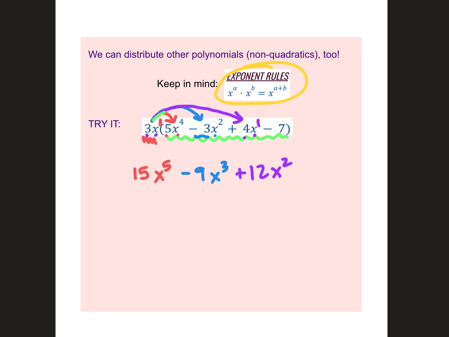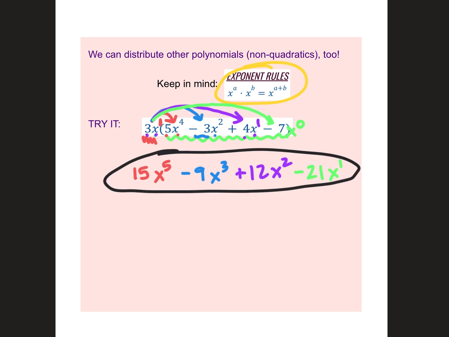Last round, 3x times negative 7. 3 times negative 7 is negative 21. I don't have an x here. You can write in x to the 0th power if that's helpful to you. X times x to the 0th power is just x, or x to the first power. Always important to double check that there are no like terms to combine or simplify. I don't see any here, so my final answer is this new polynomial.